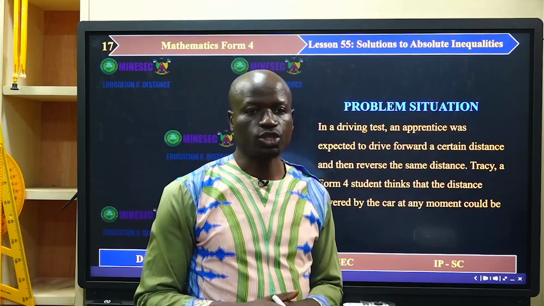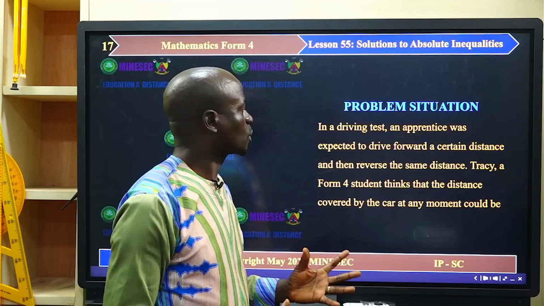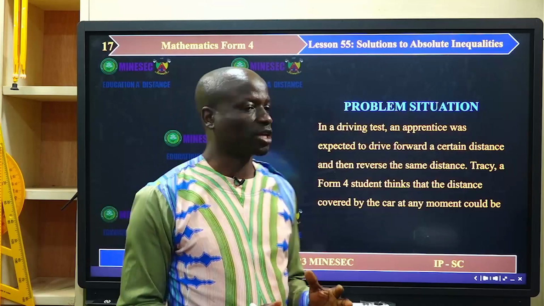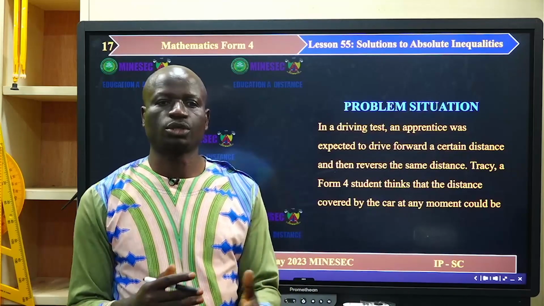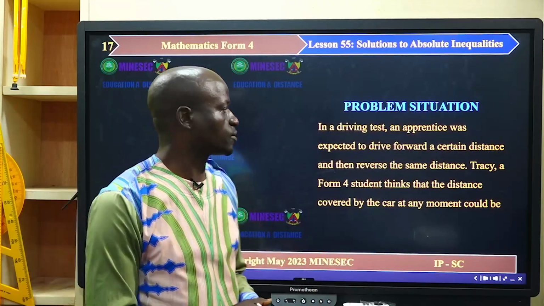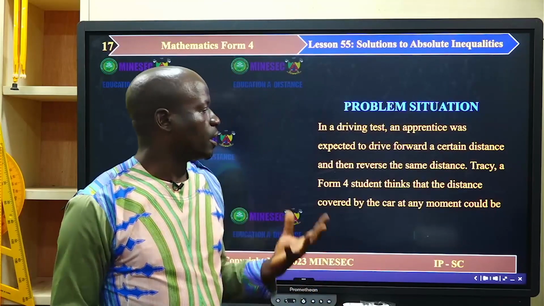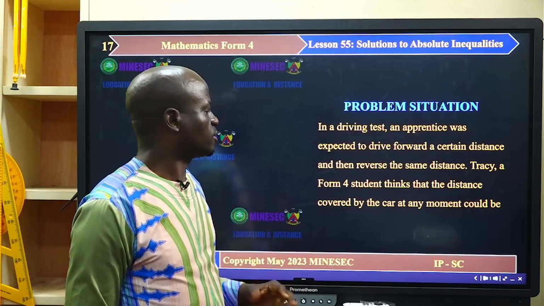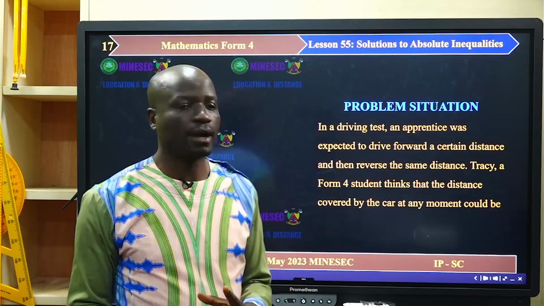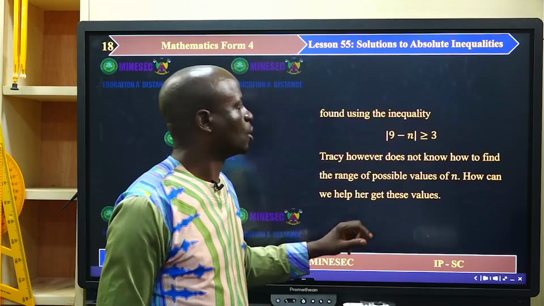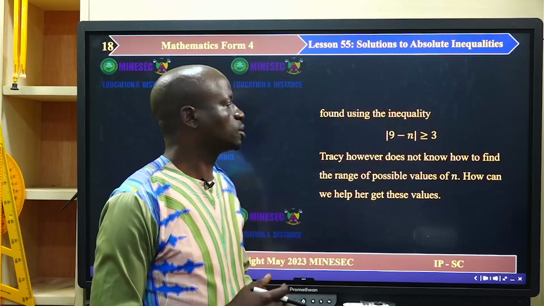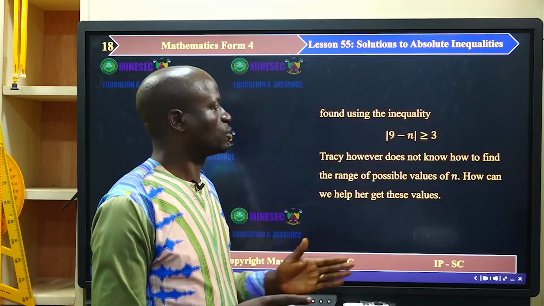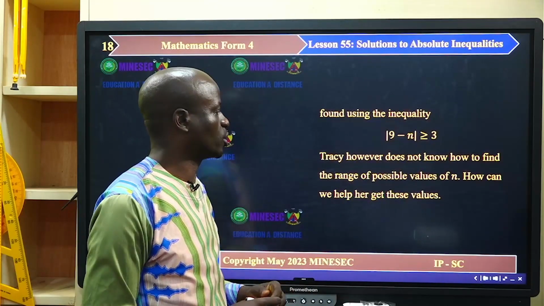The problem situation. In a driving test, an apprentice is expected to drive forward and backward within a certain distance. A Form 4 student called Tracy thinks that the distance covered by the car at any moment could be obtained using this inequality: the absolute value of 9 minus n is greater than or equal to 3.